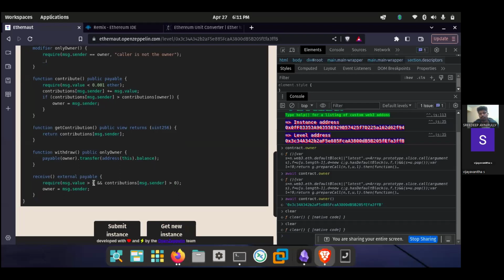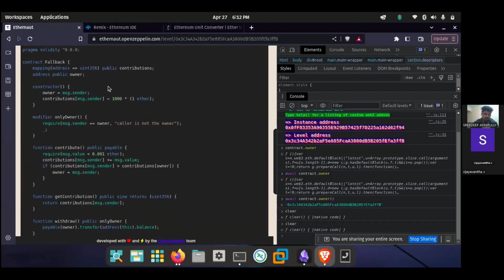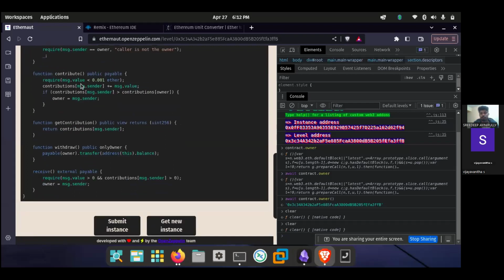Let's forget about the code which I said. Forget about everything. Just assume that this is a contract which says that if you give more than 1,000 ether, you become the owner. So that's the flow here.